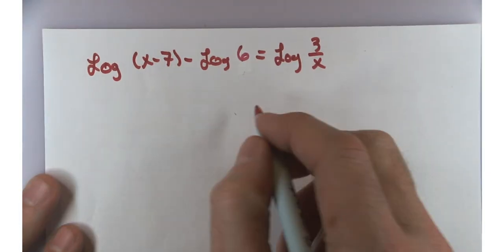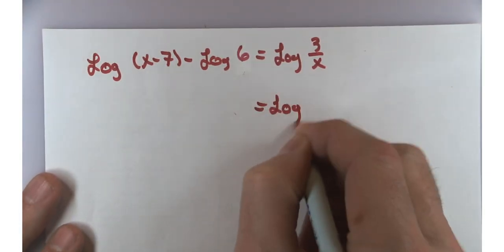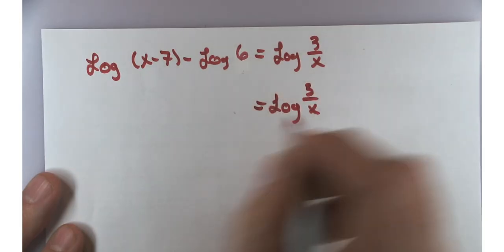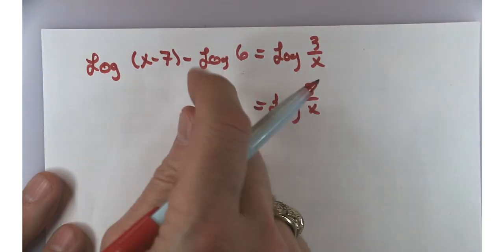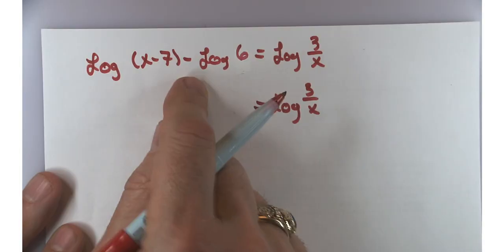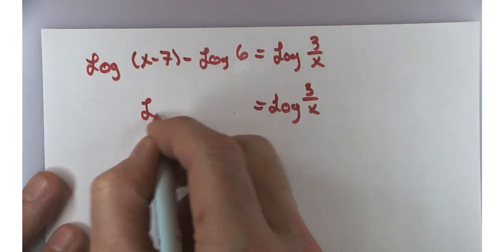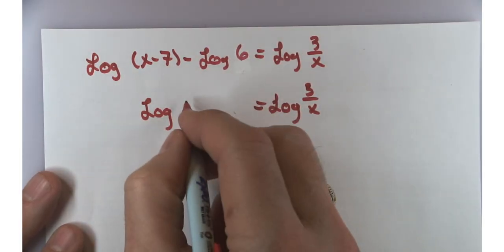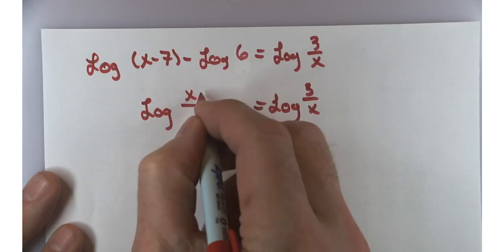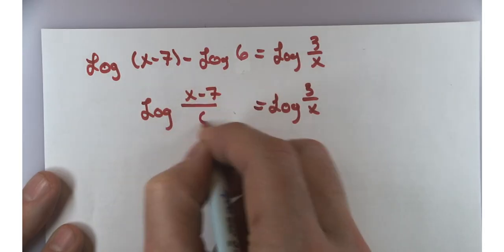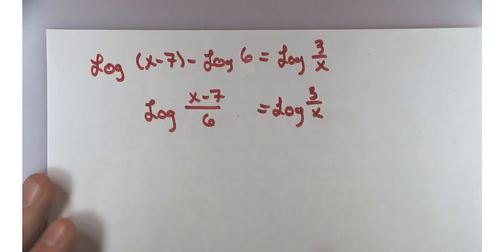There was actually a problem on your last test. Reverse it using what rule for logarithms? Division. Yeah. So our quotient rule for logs. So this becomes a log of x minus 7 over 6 equals a log of 3 over x.